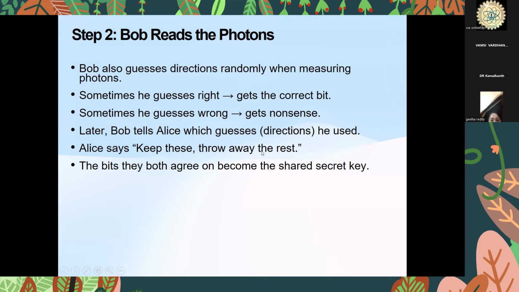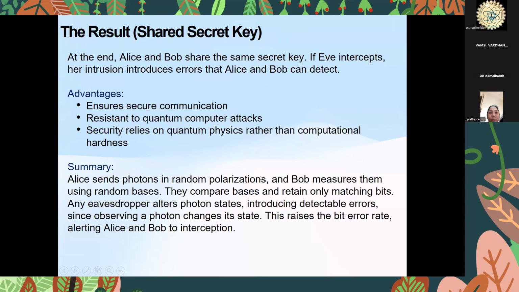They keep the bits that are guessed correctly and discard the incorrect bits. The bits they both agree on become the shared secret key. So this is the advantage: at the end, Alice and Bob share the same secret key. If Eve intercepts, the intrusion introduces errors that Alice and Bob can detect. That is the advantage of quantum key distribution, which ensures secure communications. Also, it is resistant to quantum computer attacks.